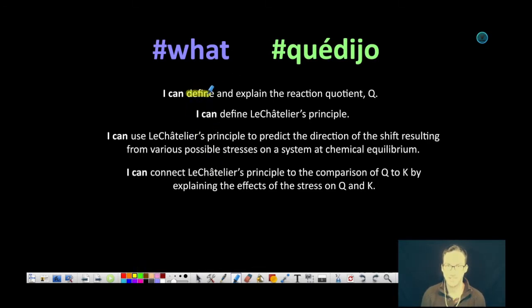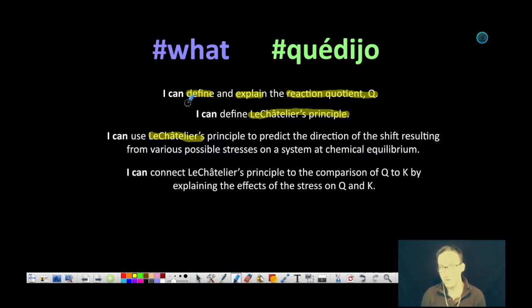First thing we're going to do is define and explain this idea of the reaction quotient labeled Q. Then we're going to define Le Chatelier's principle, and then we're going to use Le Chatelier's principle to predict the direction of the shift resulting from various possible stresses on a system at equilibrium. So what happens when we add more reactant, or we add more product, or we heat things up, or we increase the pressure or decrease the volume, or basically stress it.